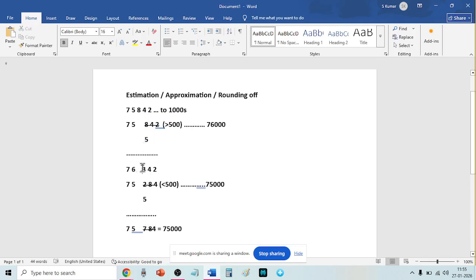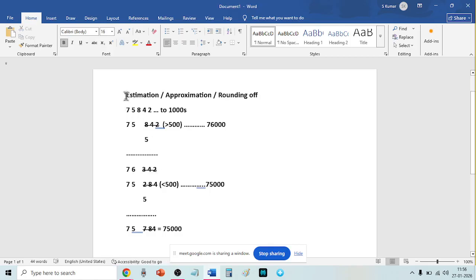But then this part should be replaced with 0. This part you will replace with all zeros. 3 zeros for 3 digits, then 76,000 you will get. And here, no carrying, so no change. These 3 digits are replaced by 0. 75 did not change because there was no carrying, because it was less than 500. When it is more than 500, there is carrying, so 75 becomes 76.